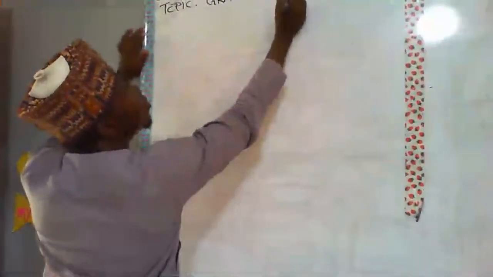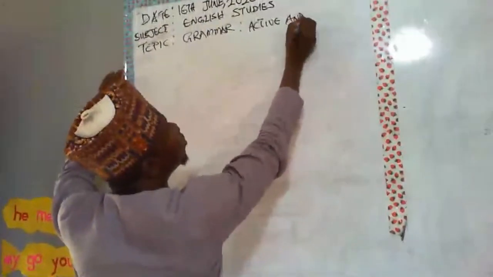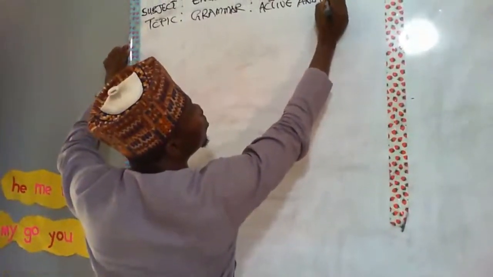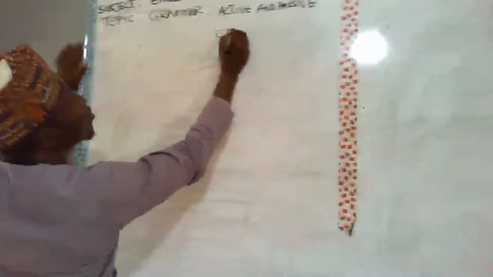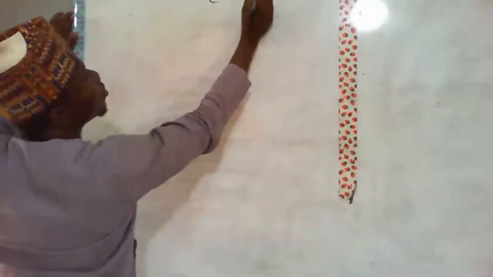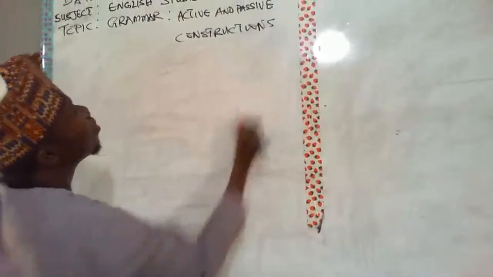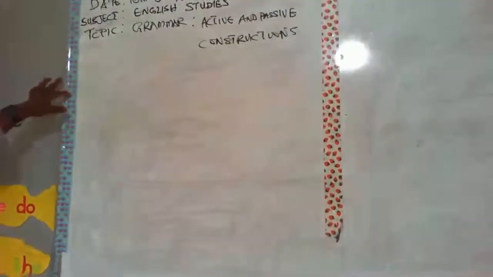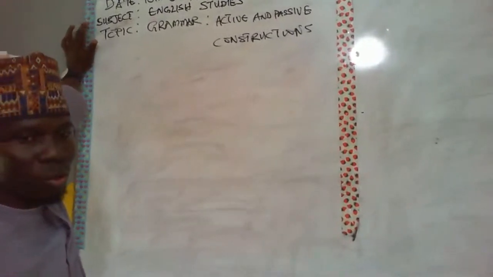This is JSS 2 English for Basic 8. Basic 8 English. So, active and passive constructions. That is our topic for today.